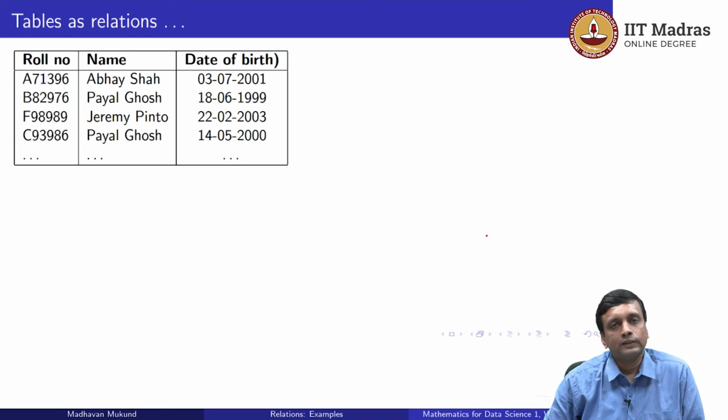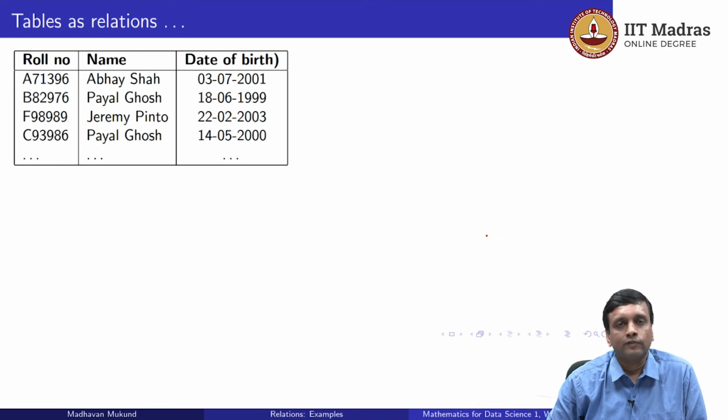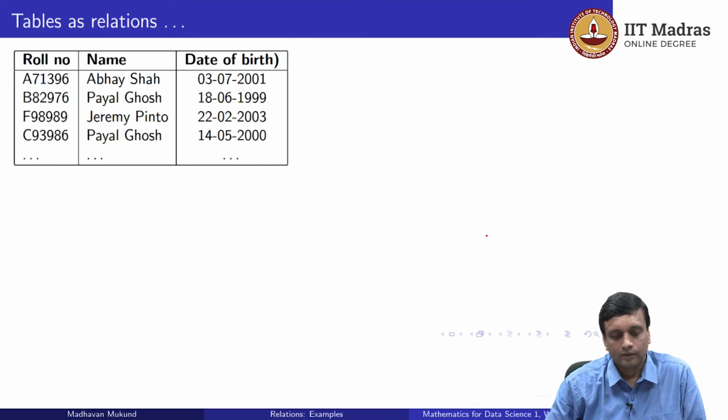So let's go further with this. Another place where we often encounter tables is, for instance, when you're looking at data about people. Let's look at students. So typically a college or a school would record information about students in this form. They would assign a roll number, then they would record maybe the name, the date of birth, and there would typically be other personal information like maybe their home address, phone number, and so on.